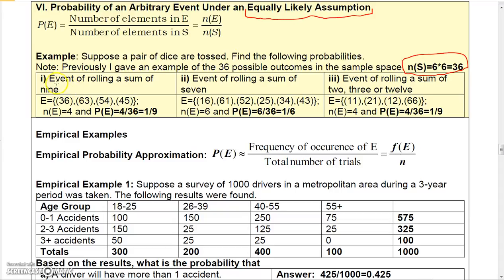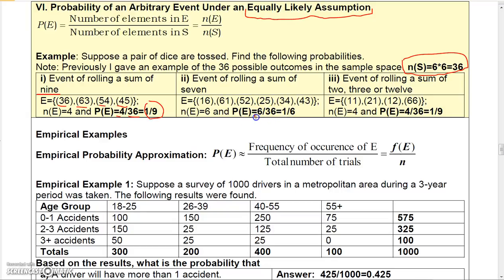So what if I wanted to find the probability of rolling a sum of 9? Well, notice there's 4 ways to do that: 3, 6, 6, 3, 5, 4, 4, 5. Since each of these is equally likely, we can just say the probability of E is the number of ways to get my event over the total number of elements in the sample space. So it's 4 out of 36, so it'd be 1/9. What about the probability of rolling a sum of 7? Well, you could roll a 1, 6, 6, 1, 5, 2, 2, 5, 3, 4, 4, 3.